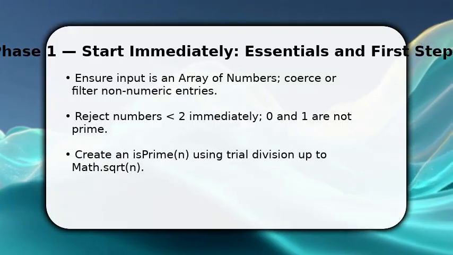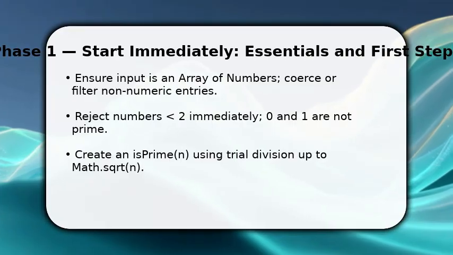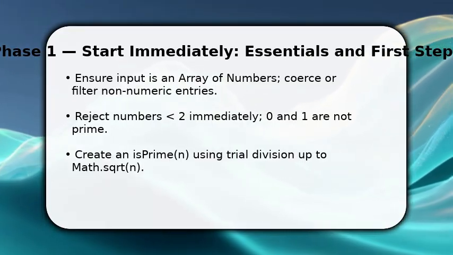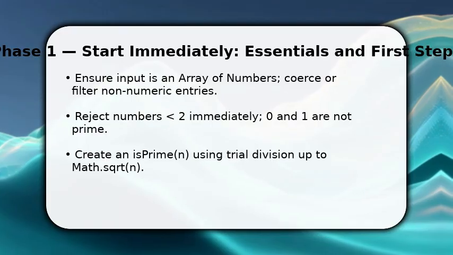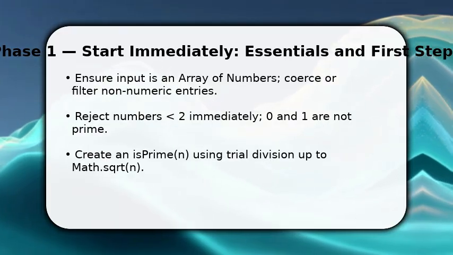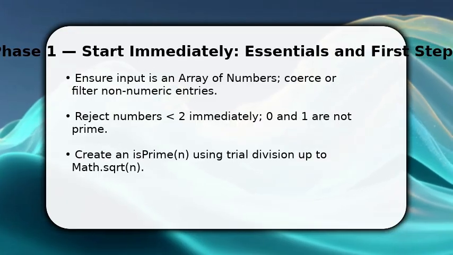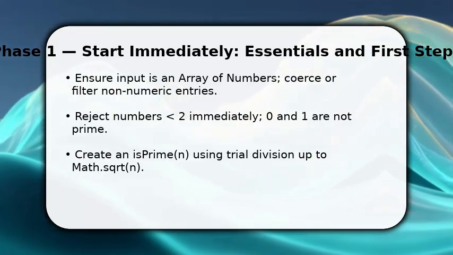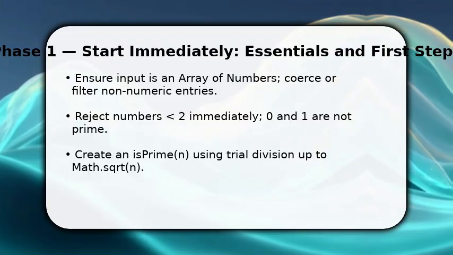You already have an array. Start by sanitizing it. Remove non-numeric values and ensure integers. Next, implement isPrime(n): return false for n < 2, then test divisors from 2 up to Math.sqrt(n), using n % d == 0 to detect composites.